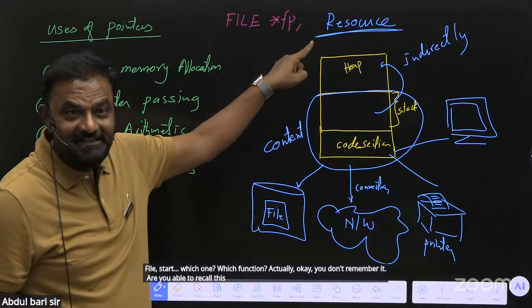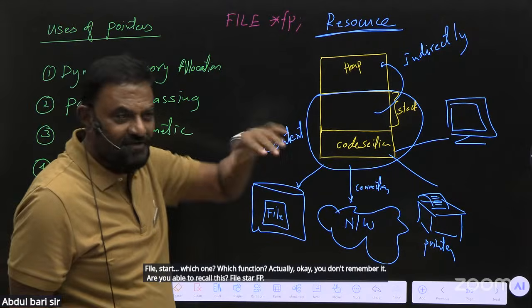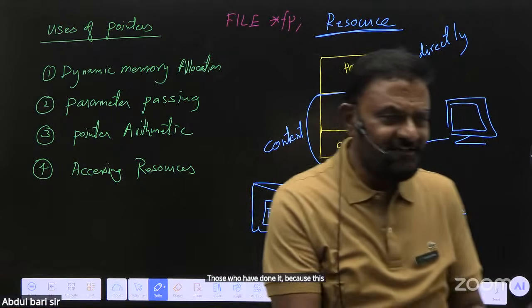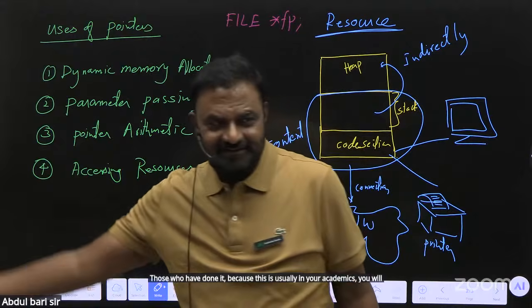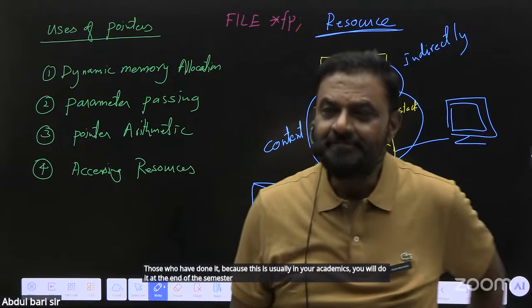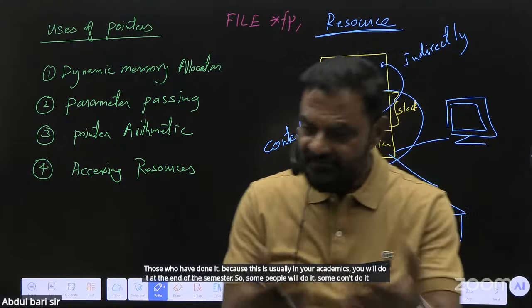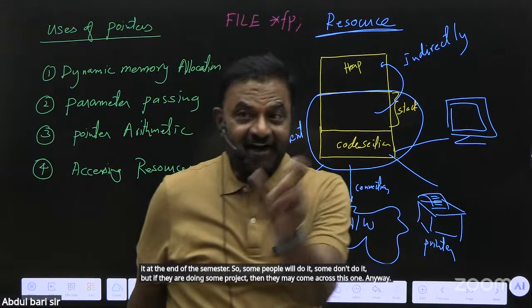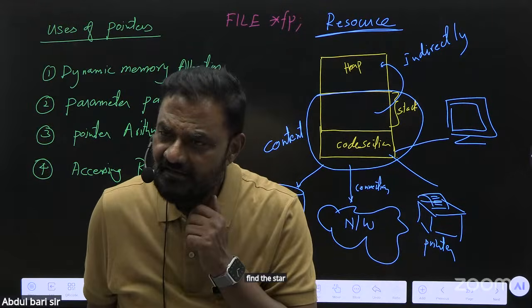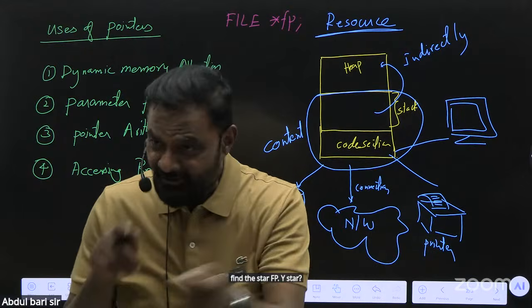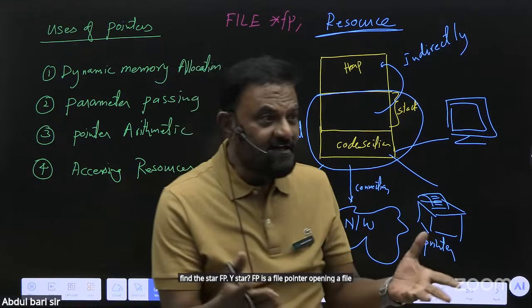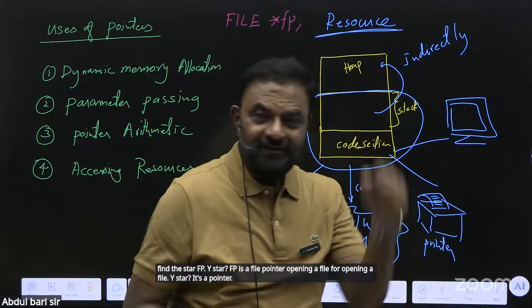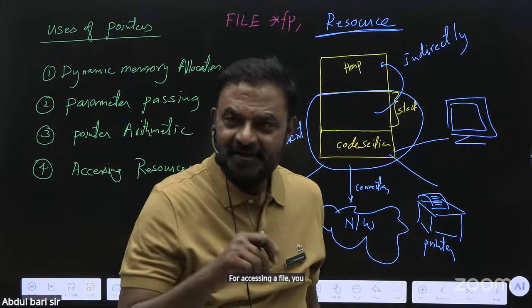Are you able to recall this? FILE star FP. Those who have done it, because this is usually in your academics, you will do it at the end of the semester. Some people will do it, some don't. But if they are doing some project, then they may come across this one. Anyway, FILE star FP. Why star? FP is a file pointer, for opening a file. Why star? It's a pointer. For accessing a file, you need a pointer.